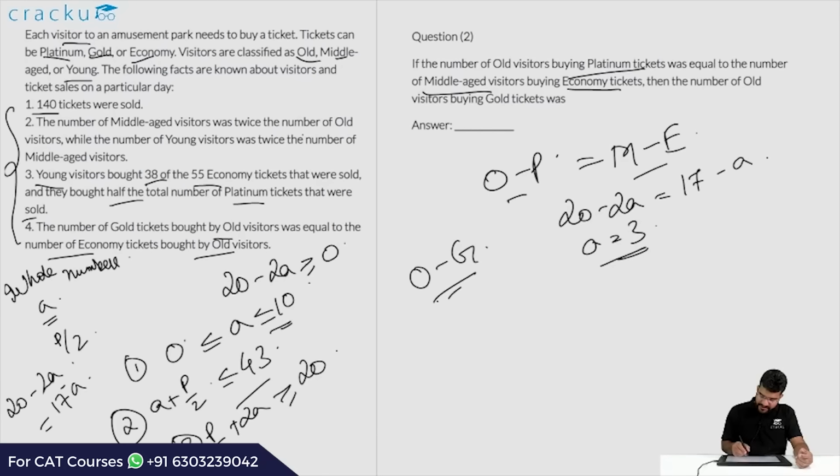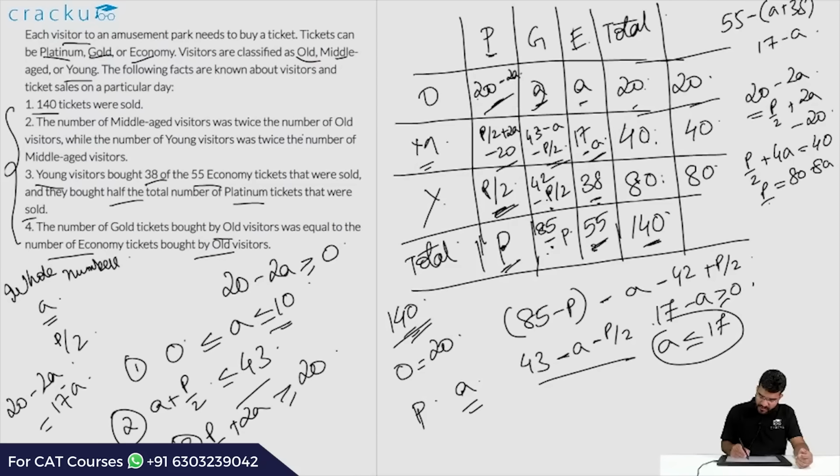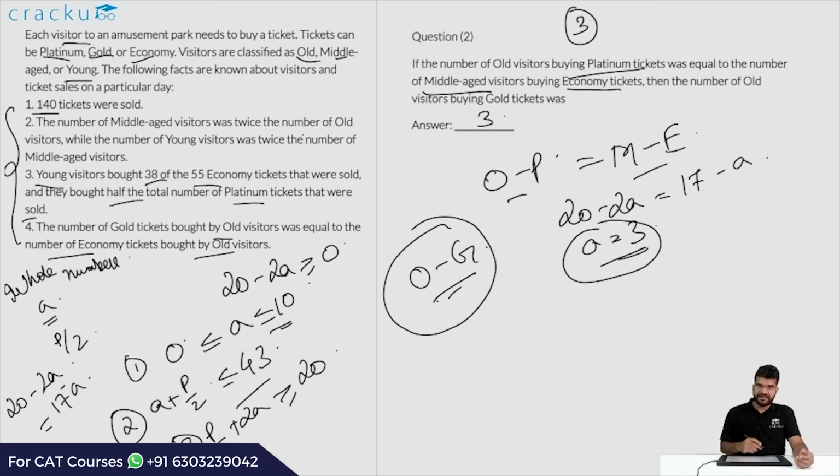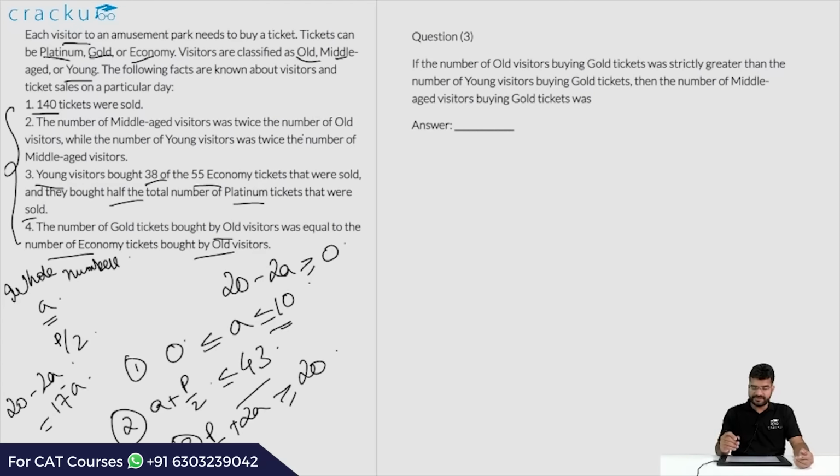Now we are required to find out the old visitors who are buying gold tickets. This is actually equal to A. So the answer is 3. We have found out that A is equal to 3. Now you might be wondering how we are able to find the value of one of the variables without having two equations. Remember that here we have just solved for the value of A. We don't know anything about the value of P. To find out the value of P, we would need another equation. But in this case, the question is asking for the value of A, which we are able to solve. Now let us look at the next question.